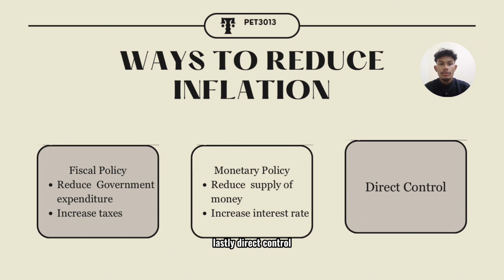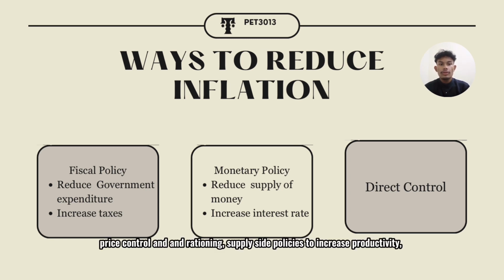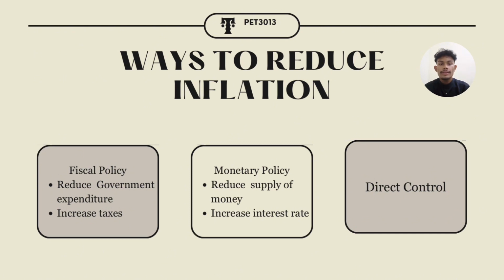Lastly, direct control. For direct control, there are 5 measures to reduce inflation, which are income policy, price control and rationing, supply side policies to increase productivity, exchange rate policy to control import cost push inflation, and increase in savings. These ways are effective in the short term but often come with drawbacks. That's all for ways to reduce inflation.